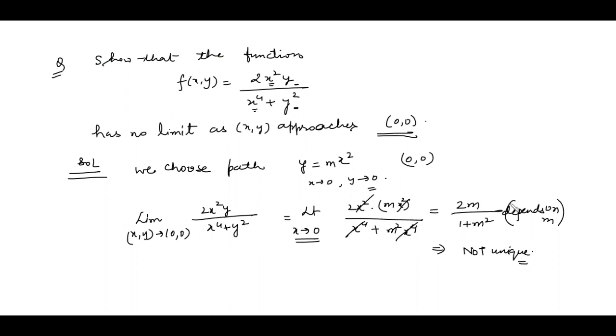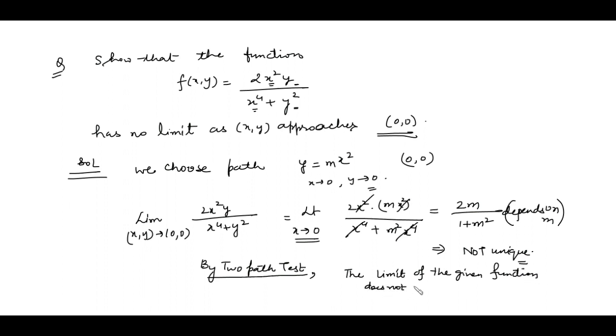When you put m to be 0, it is 0. When you put m to be 1, it is 1. When you put m to be 2, it's different. So at every different path, you have different limits. All these paths pass through the same point 0, 0. So since this limit is not unique, by two path test, what will we get? We get that the limit of the given function does not exist at 0, 0.